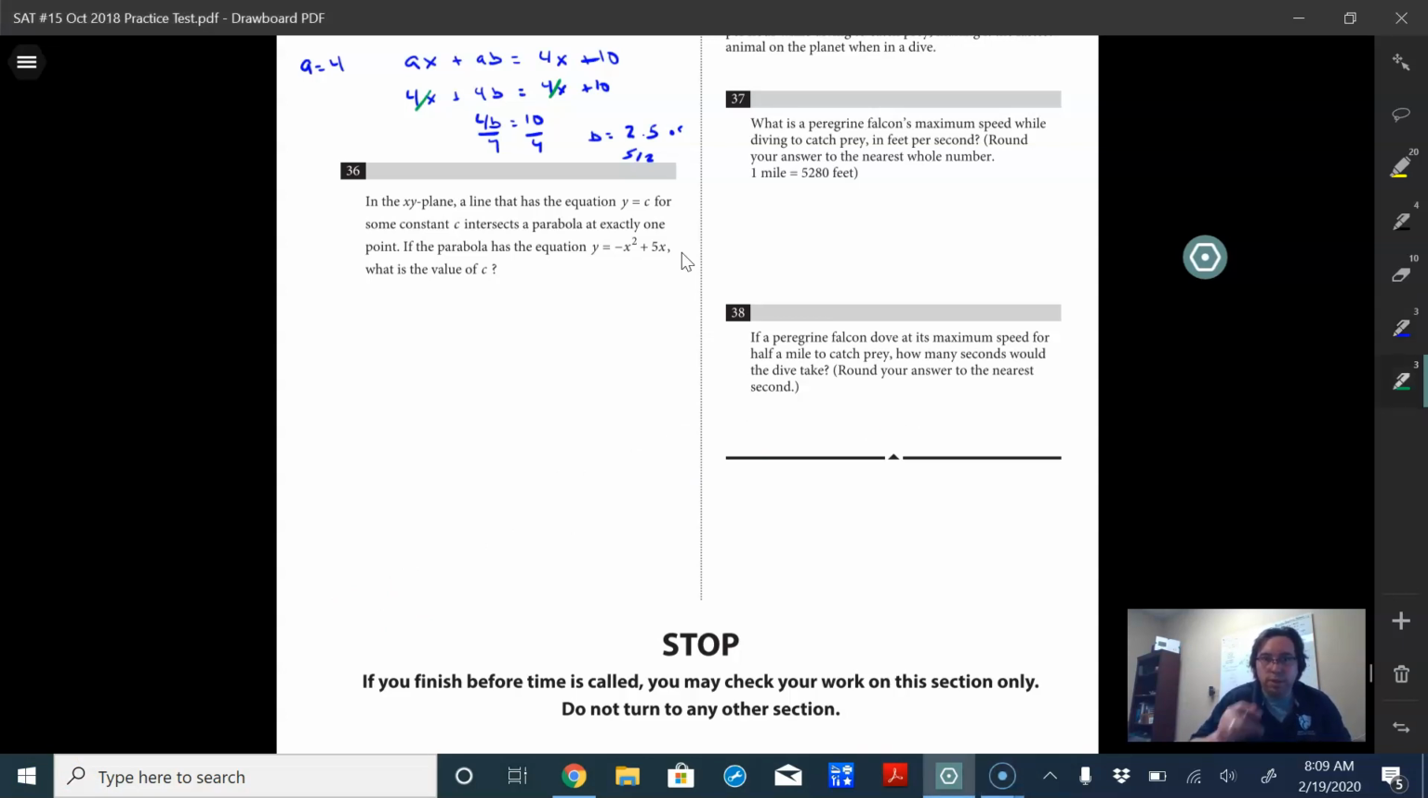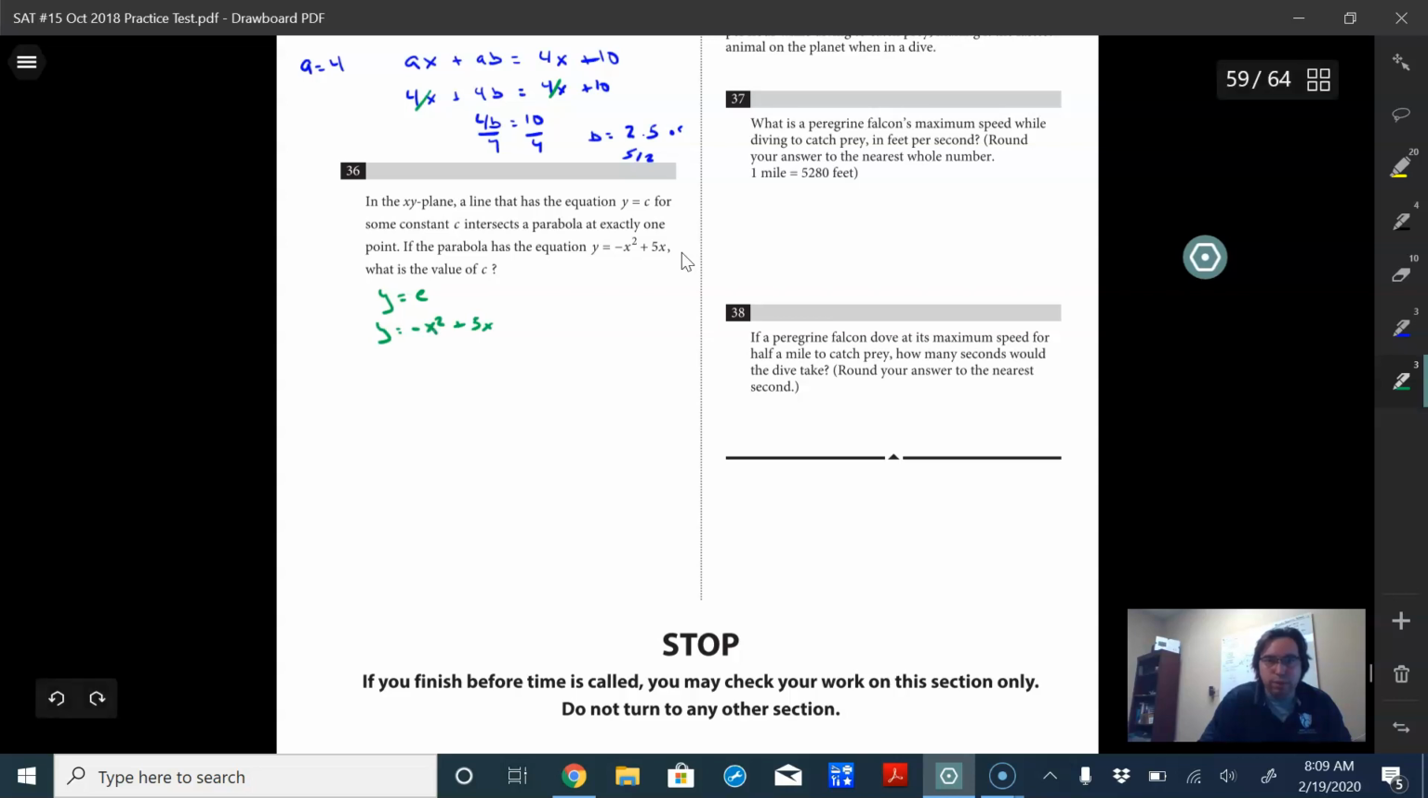Okay, so let's look at number 36 here. What we can see on number 36 is a line that has the equation y equals c, for some constant c, intersects a parabola at exactly one point. If the parabola has the equation y equals negative x squared plus 5x, what is the value of c?